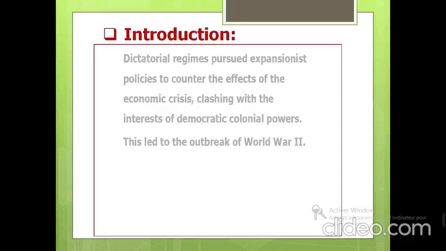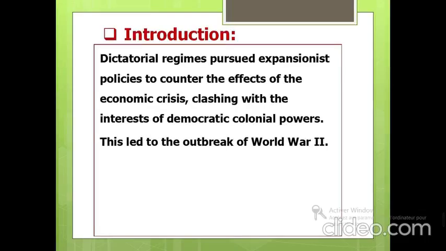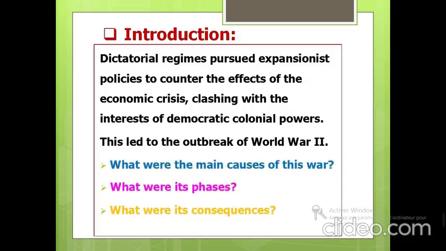Introduction. Dictatorial regimes pursued expansionist policies to counter the effects of the economic crisis, clashing with the interests of democratic colonial powers. This led to the outbreak of World War II. What were the main causes of this war? What were its phases? What were its consequences?